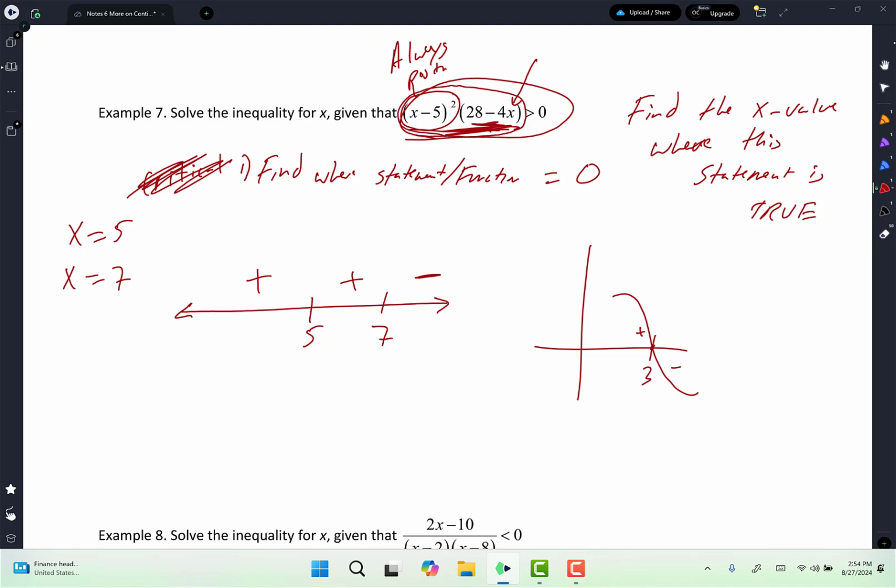From negative infinity all the way to, well, be careful. Right at 5 and right at 7, it's 0. Is there an equal sign in the bottom of that? No, so then I got to break it up. From negative infinity to 5, union, open parenthesis, from 5 to 7. Close it. Does that make sense, guys? Okay. Go to the next one.